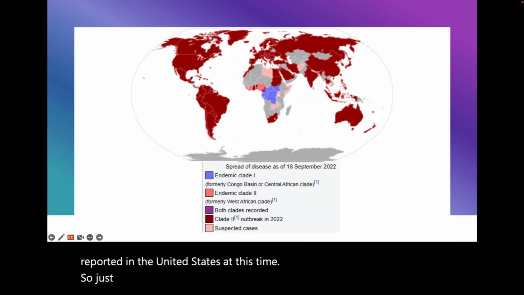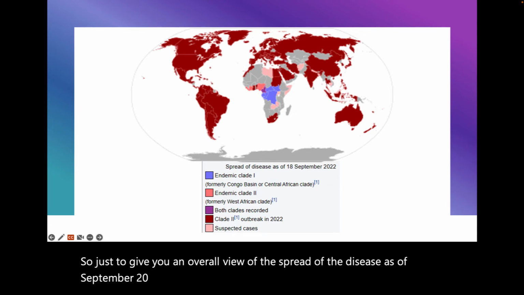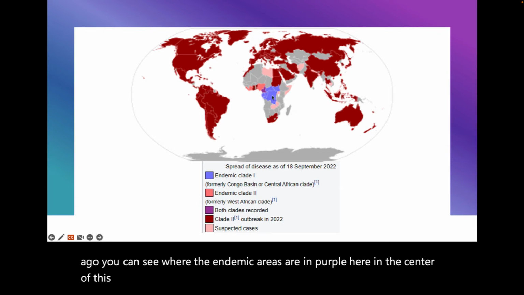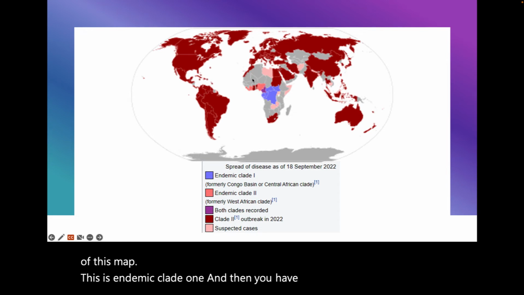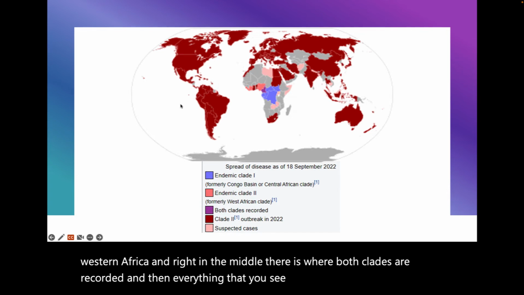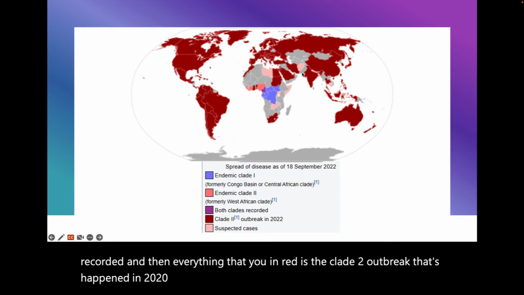So just to give you an overall view of the spread of the disease as of September 2022, which is the month that I'm recording this just a few days ago, you can see where the endemic areas are in purple here in the center of this map. And this is endemic clade 1, and then you have endemic clade 2 over here in Western Africa. And right in the middle there is where both clades are recorded. And then everything that you see in red is the clade 2 outbreak that's happened in 2022, with a few countries that have suspected cases but not confirmed.